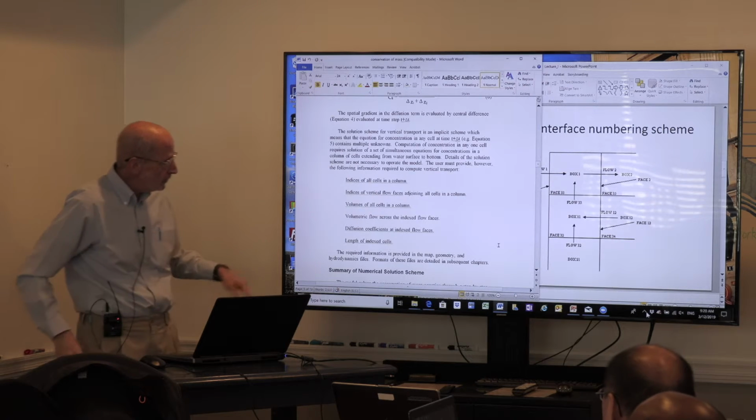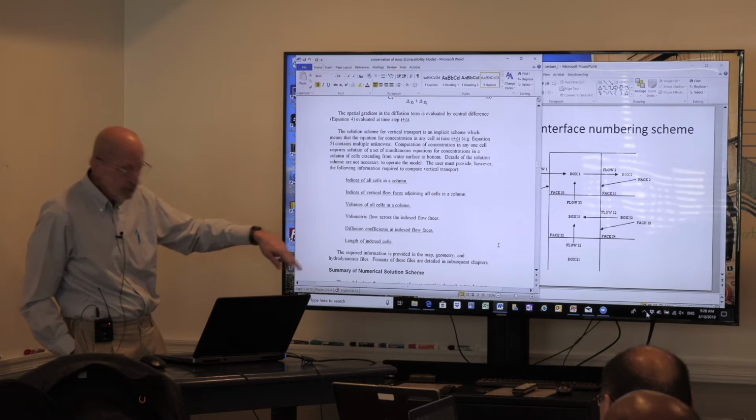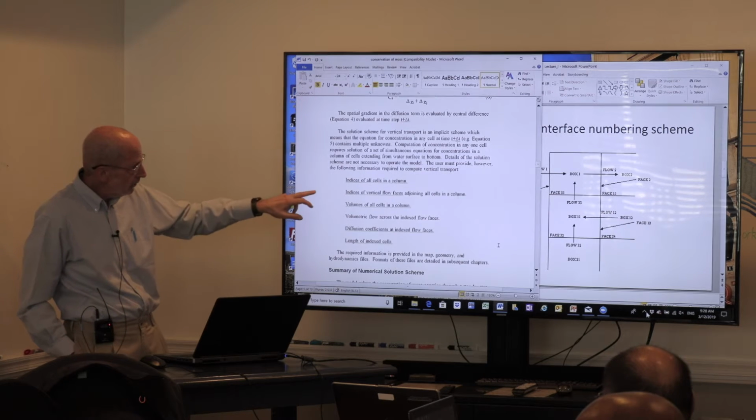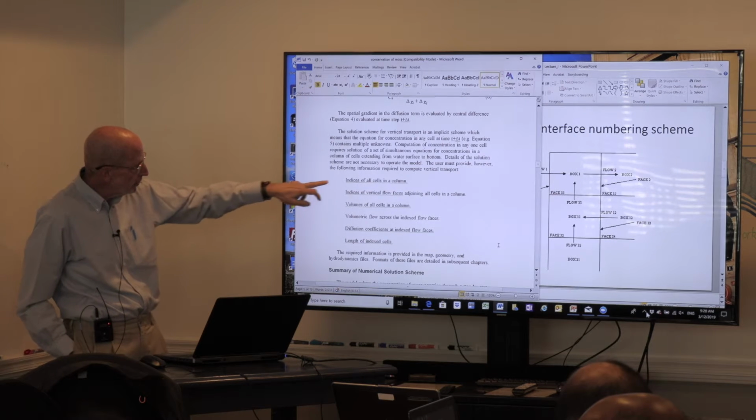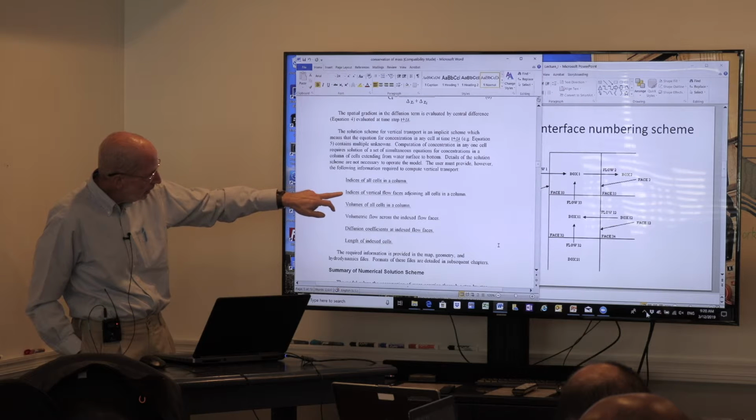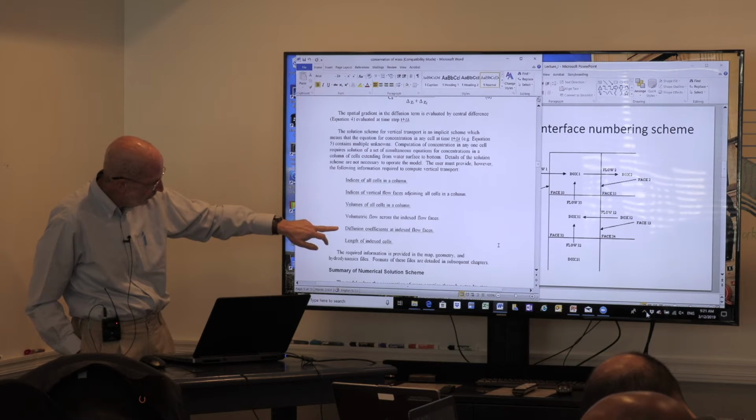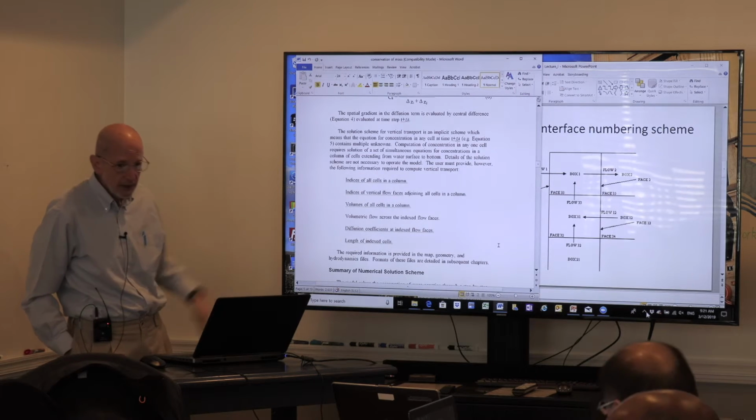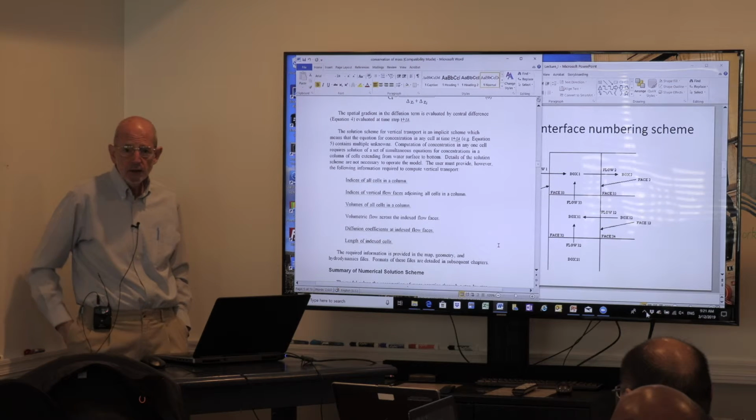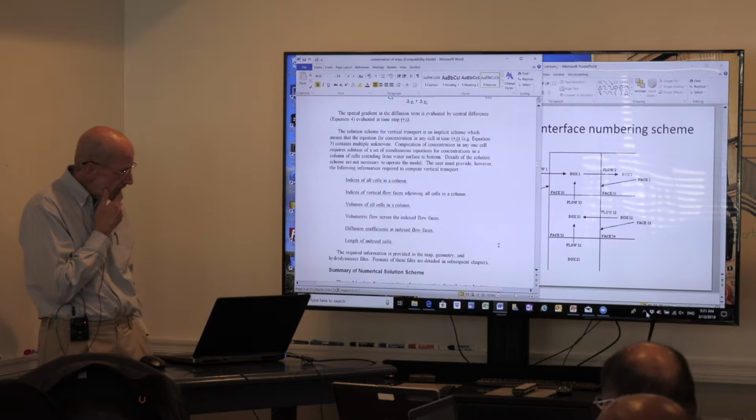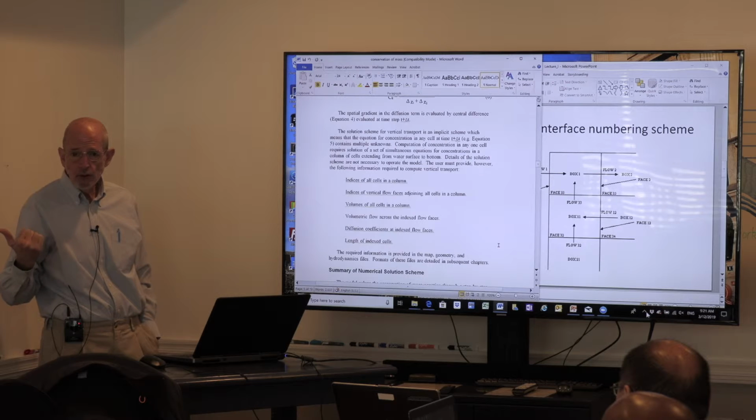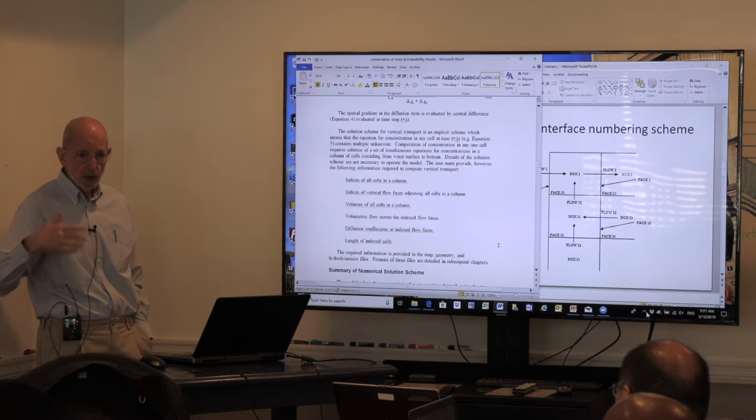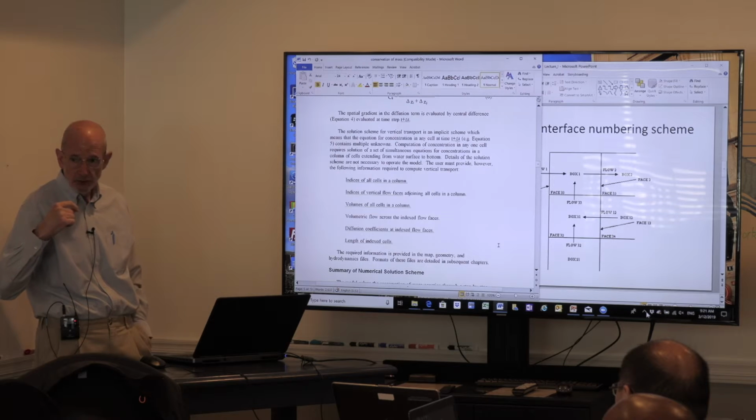Okay, so this is just a list of what you have to supply if you're going to do the vertical. If you want to solve in the vertical, you need the indices of all the cells, the indices of the flow faces, the volumes, the flow across the index flow faces, the diffusion coefficients, and the length of the index cells. And once again, those will come to you either from the hydrodynamic file or from a file like a map file or a geometry file that you're going to input to the model.